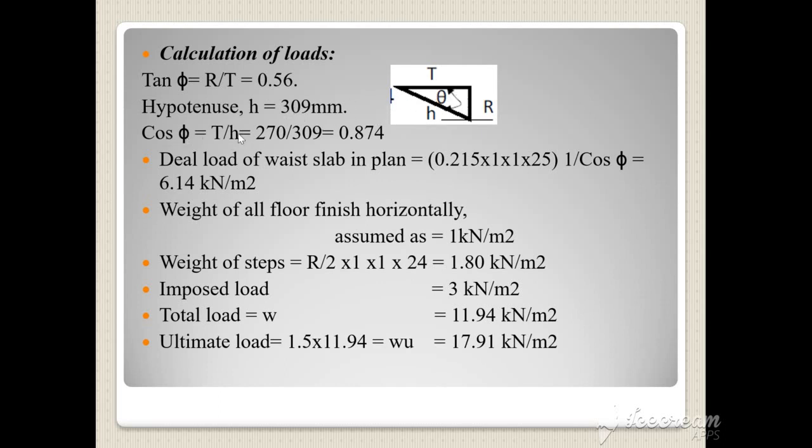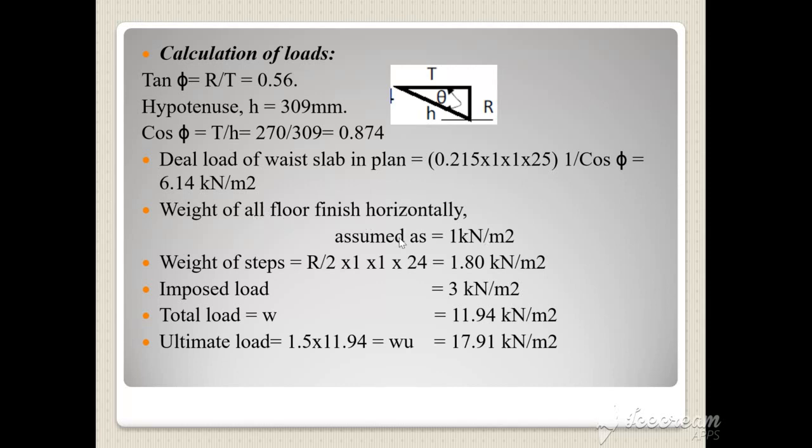So cos phi is equals to T by H. The value of cos phi is this. So the dead load of the waist slab in plan is this. This is your overall depth, 1 meter width, 1 meter width into area. This is 25 kilonewton per meter cube, unit weight of your concrete, by cos phi. Which is coming around 6.14 kilonewton per meter square.